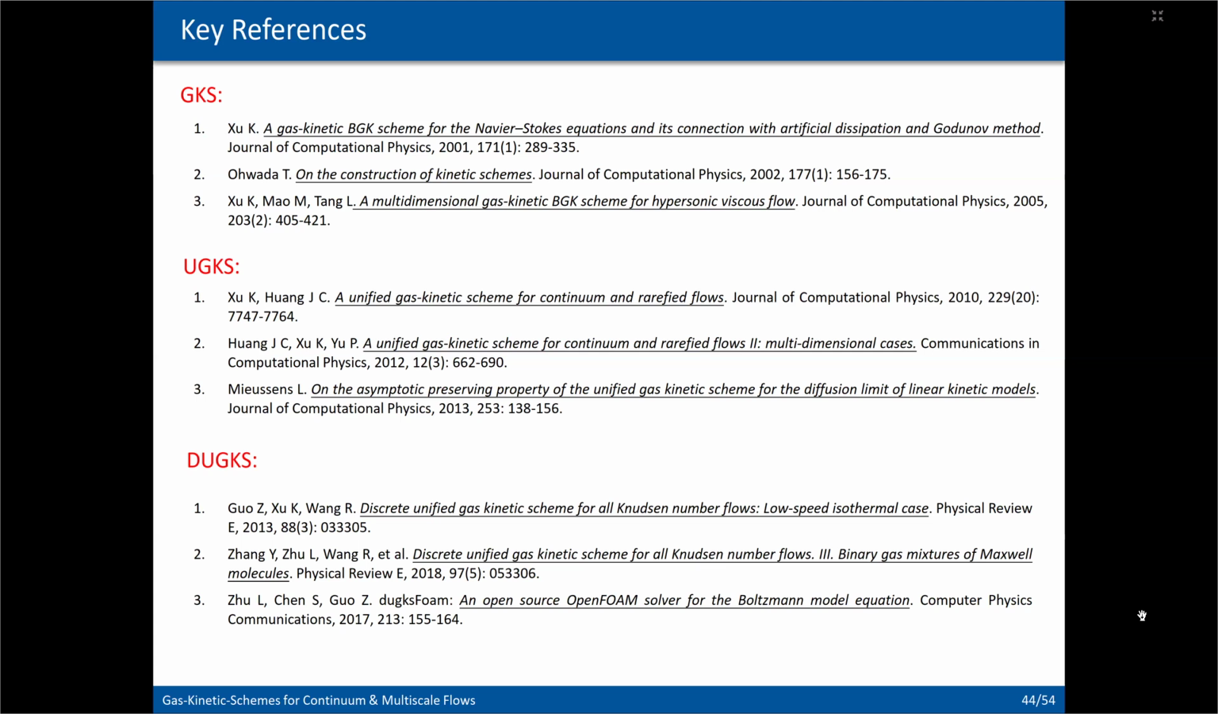Question regarding your comparison to LBM: you almost win on every front. So do you see some disadvantages compared to LBM? Yeah, it's relatively expensive because, for example, we must compute the equilibrium distribution function at the cell interface. But for lattice Boltzmann, we only compute it one time. So the cost per time step is much more expensive. Yeah, but fortunately we can use a non-uniform mesh.